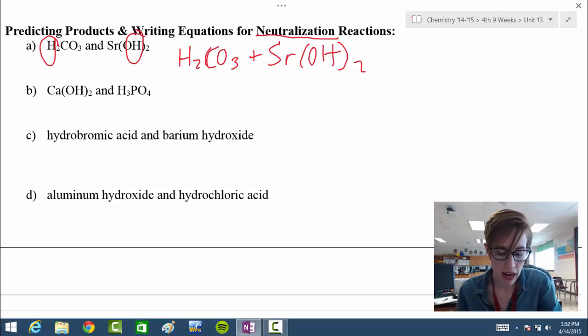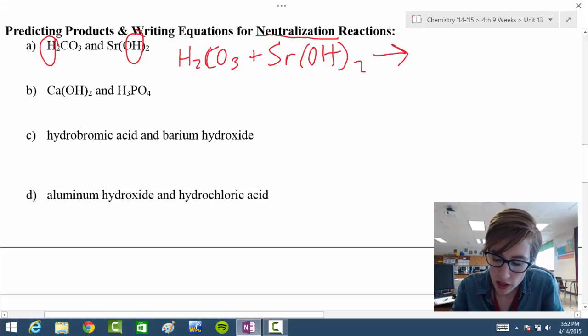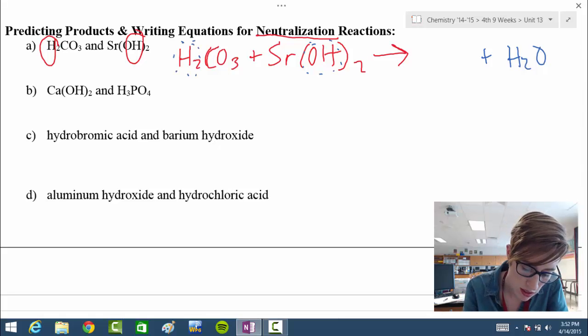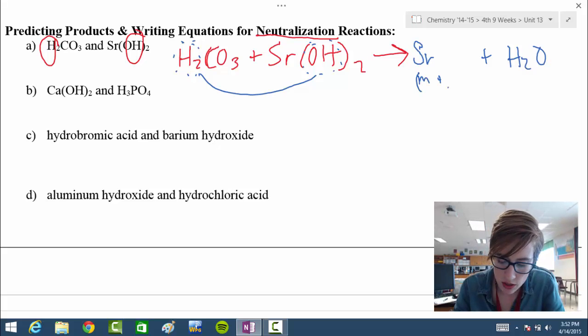And so I always create 2 products. What are always my 2 products in a neutralization reaction? It should be water and a salt. So water is one of my products, okay? Basically, the H and the OH combine together to form water. What is left over? Carbonate is left over and strontium is left over. When you're writing a salt, always list the metal first. So my metal is first, and the nonmetal or the polyatomic is going to be after. So here's my polyatomic, CO3.